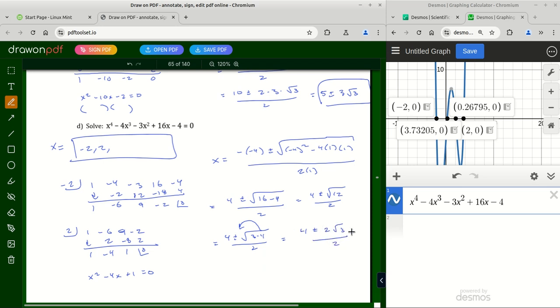Cancel a 2 in the front. Again, you're not canceling a 2 there. You're just doing it right here and right here. That's all you're doing here, okay? So 4 over 2 is 2. 2 over 2 is a 1. Square root of 3, you don't have to write the 1. And there you go.